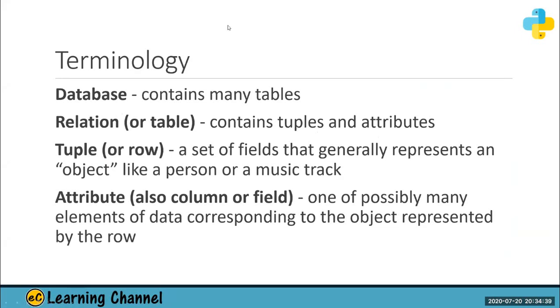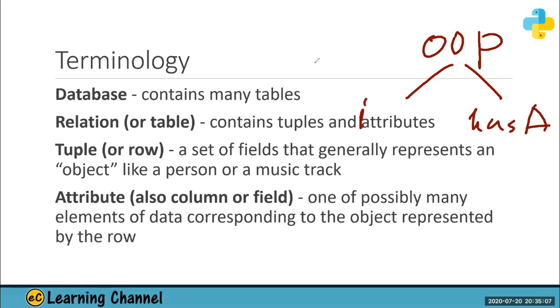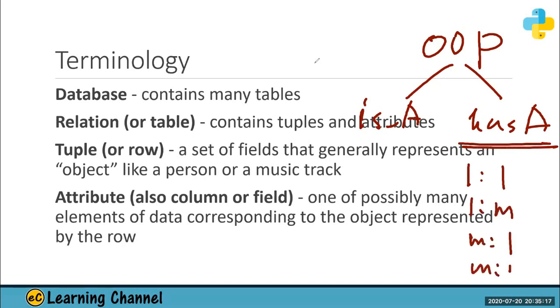What is a relation? When we do object-oriented programming, what are the two relationships we talk about in OOP for two classes? The "is a" and "has a" relationships, right? For "has a" relationship, at the time we say there is a one-to-one mapping, one-to-many mapping, many-to-one mapping and many-to-many mapping. Remember that? That's the kind of thing in a relational database here.